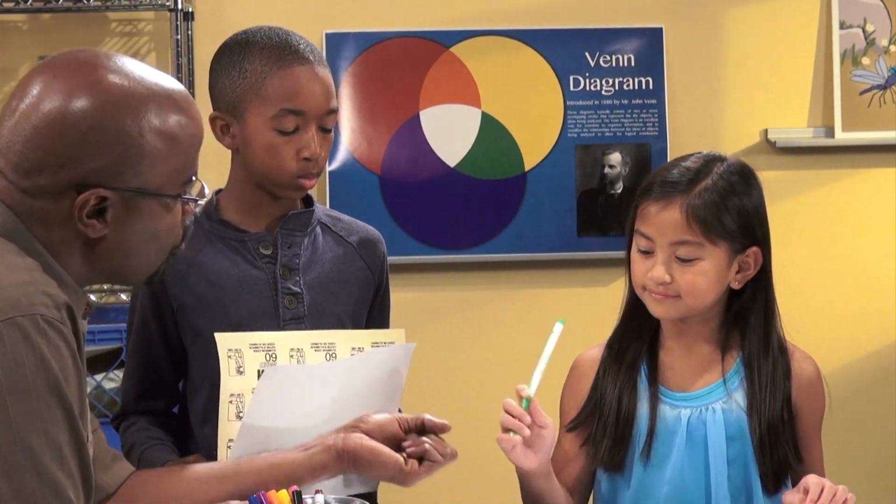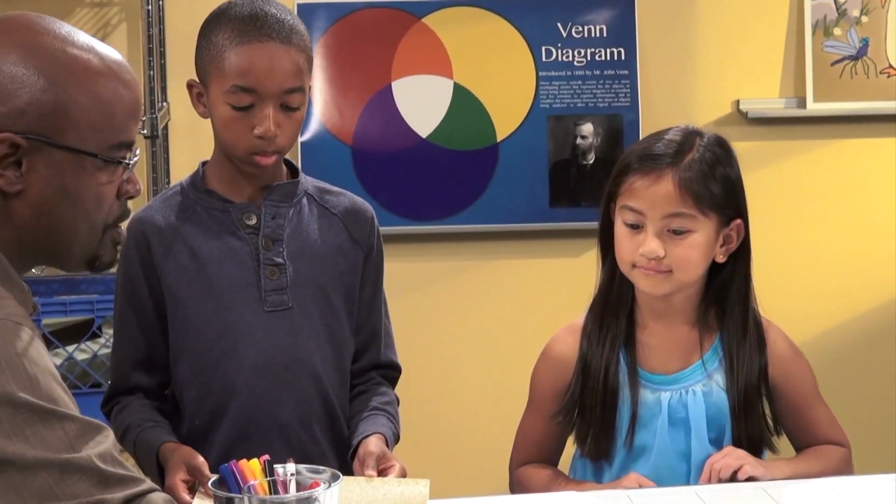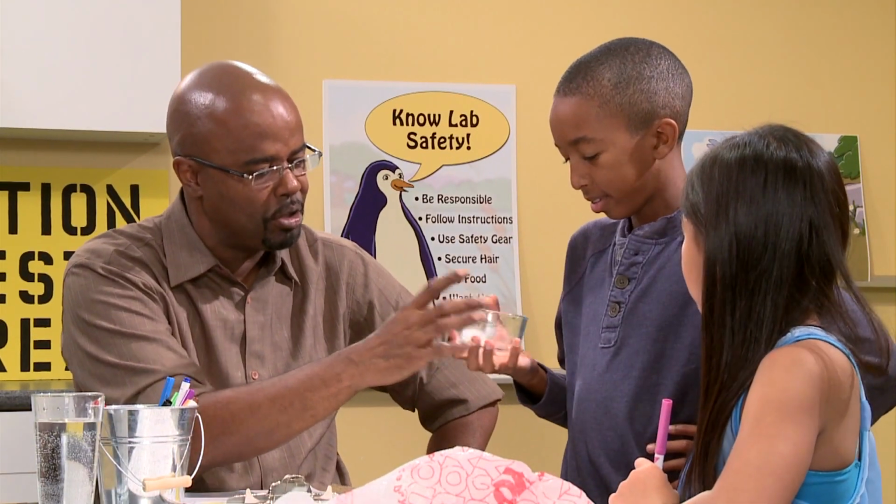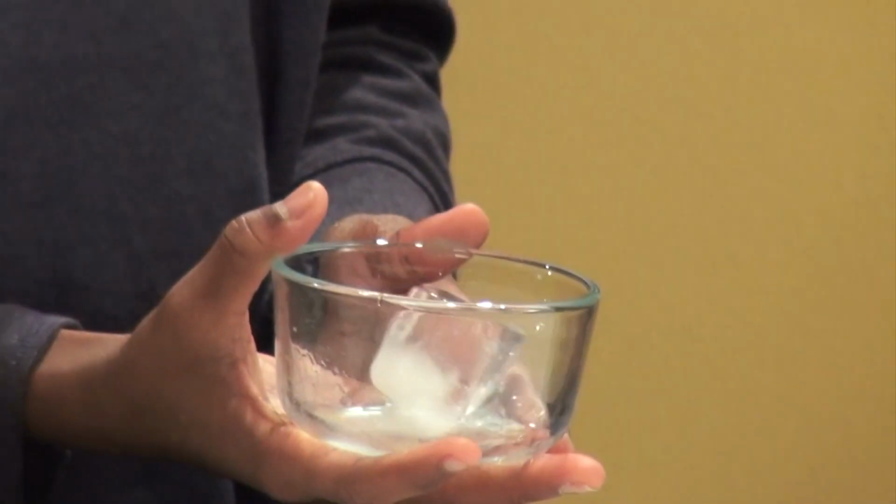Mr. Howard asks Lauren to record the observations they are going to make on the poster board he brought for a chart. Caleb and Lauren made the same types of observations about the properties of ice.